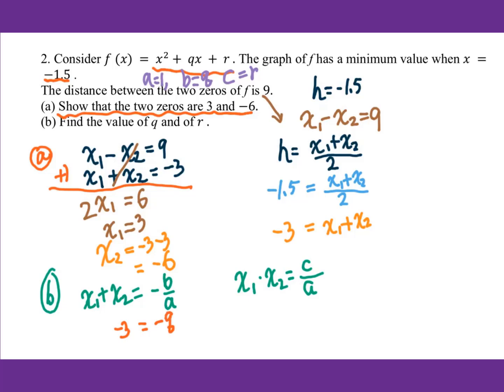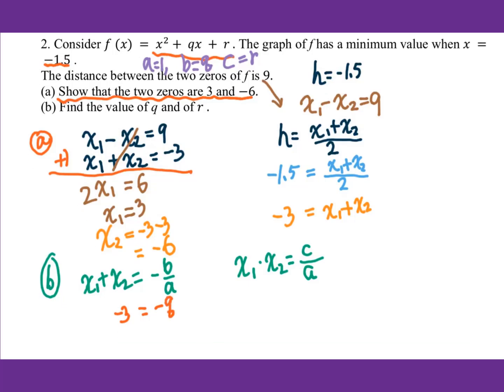So we got q equals 3. And x1 times x2, that is 3 times negative 6, equals r over 1. So basically r equals negative 18.